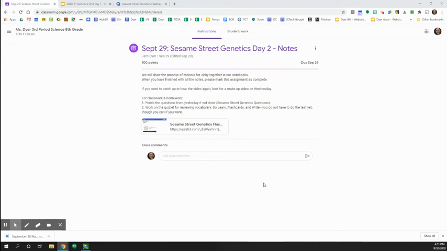Mostly what we're going to be doing today is taking some notes in your notebooks, so you will need your notebooks for this day. If you look here in Google Classroom, you can see that we're going to draw the process of meiosis, which is the formation of gametes, for Abby together in our notebooks. Once we have finished with that, if you don't have your questions finished for the work that we did yesterday, you can take a little bit of time today and finish that up. And on September 30th, we'll be going through those questions.